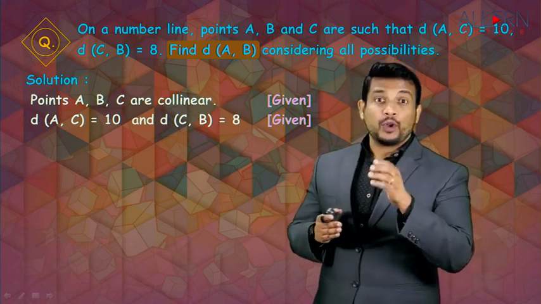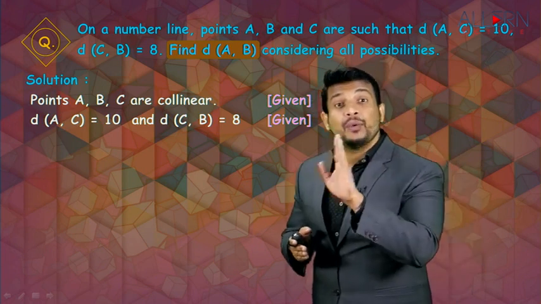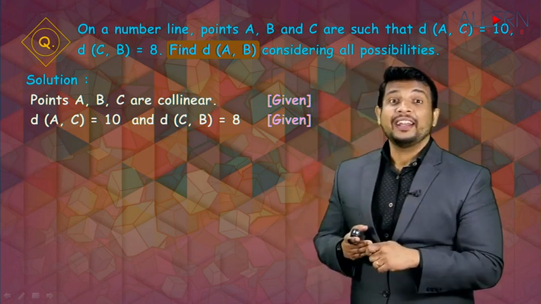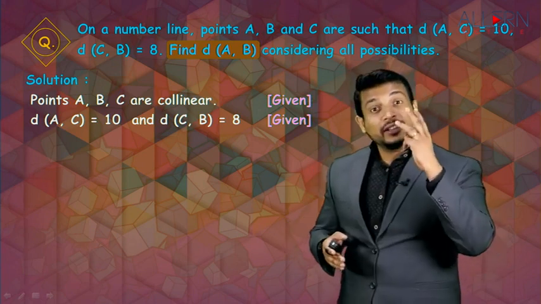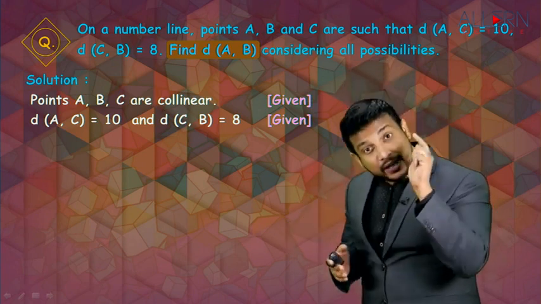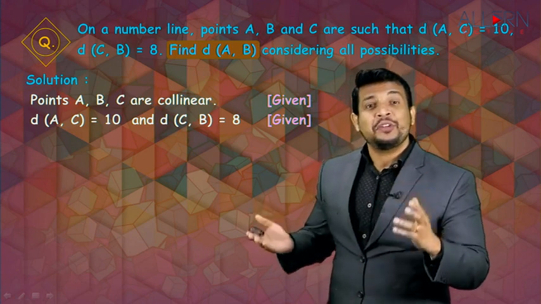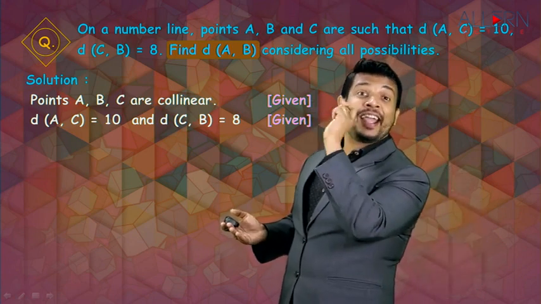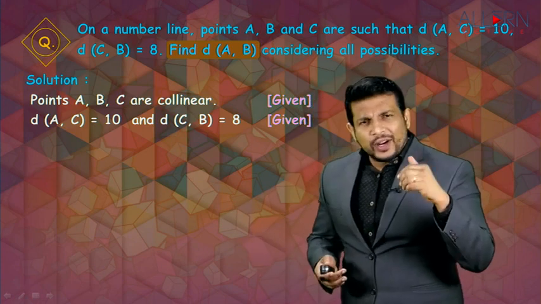You know why? Because B can be between A and C. C can be between A and B. And the third possibility is A can be between B and C. So there are 3 different possibilities, and in each of these possibilities we need to find what is the distance between A and B. That is why they say find distance between A and B in all the 3 possibilities. So let's go one by one.